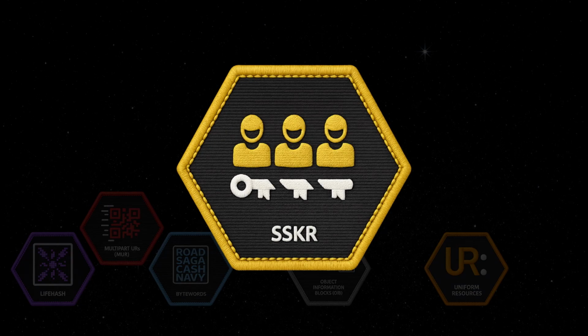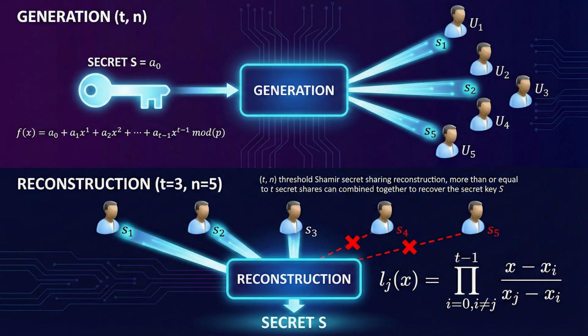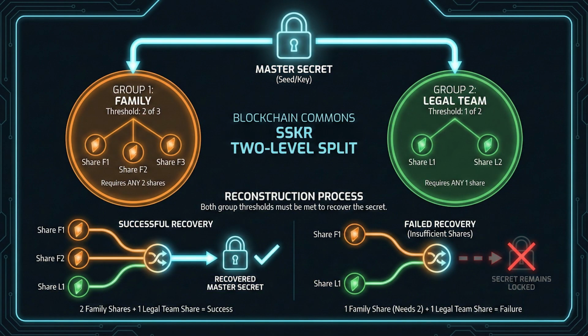Sharded secret key reconstruction, SSKR, uses another really cool algorithm called Shamir's secret sharing to split a piece of data into shares where any threshold number can reconstruct the original, but fewer than the threshold reveals nothing. Zero information leakage below the threshold. SSKR goes further than basic Shamir with a two-level group structure. You might require 2 of 3 shares from your family and 1 of 2 from your lawyers.